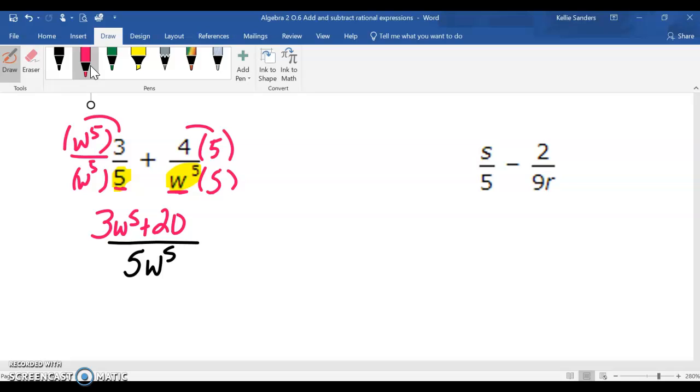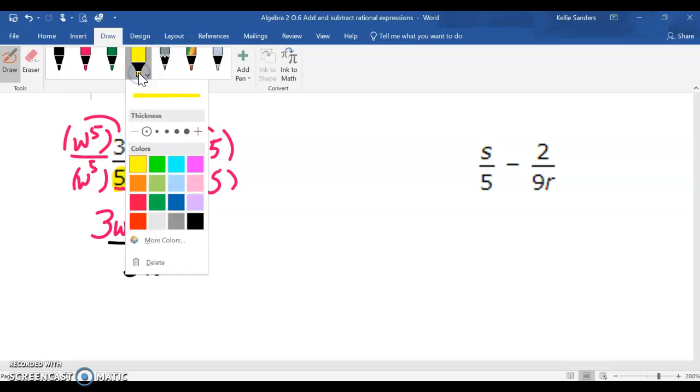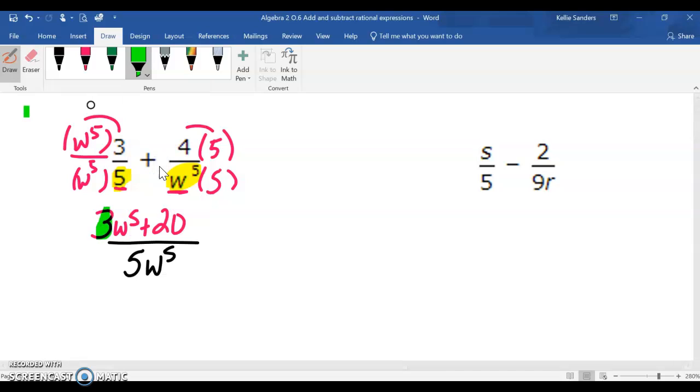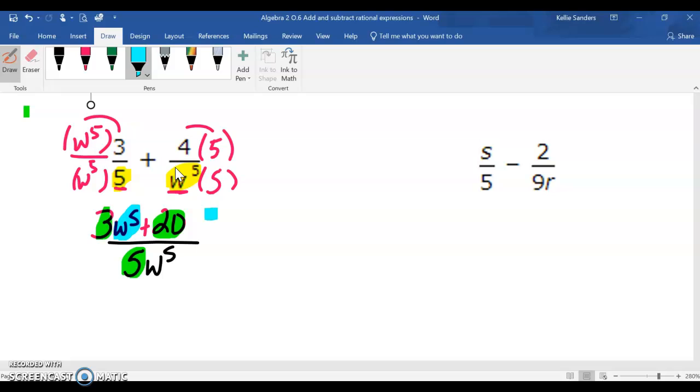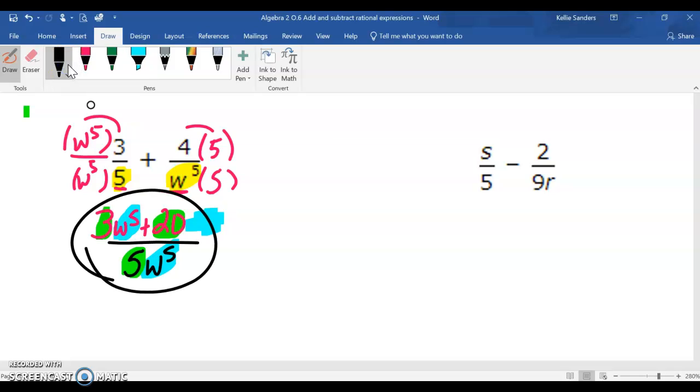Now let's pause. We have a 3, a 20, and a 5. Does anything go into those? No. We have w to the 5, no w, and w to the 5. Since the 20 doesn't have a w, we can't take out a w. So that's going to be our answer.